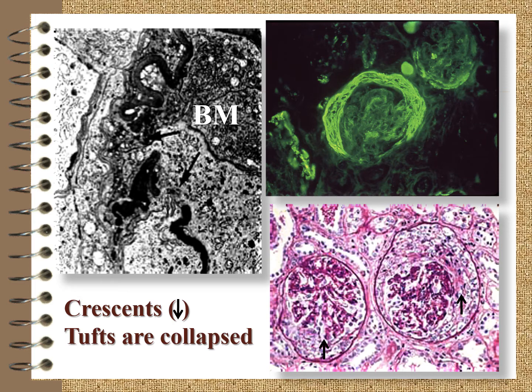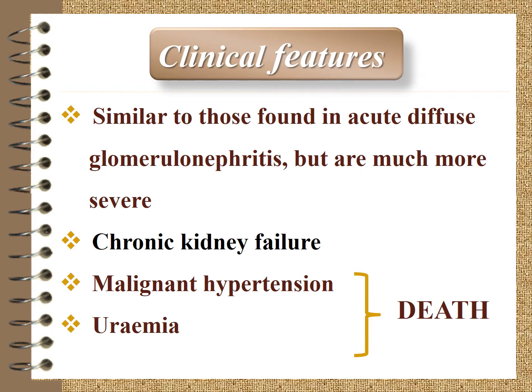Also, nearby you see the histochemistry, which shows such greenish crescents, and beneath the histochemistry you see the histological appearances of the crescent, also shown by arrows. Initially, this condition is clinically indistinguishable from acute diffuse glomerulonephritis, but the effects are much more evident and increase in severity.